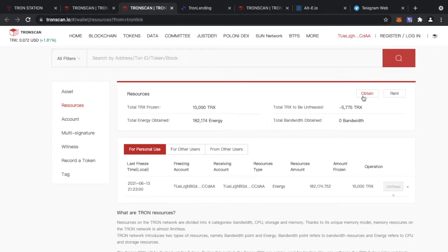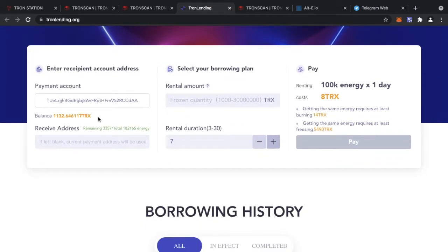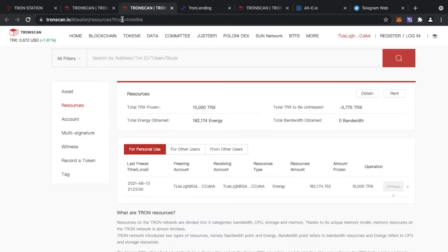Obtain is when you freeze it, and rent is when you go to a site like Token Goodies or Tron Lending, and you basically go ahead and rent energy. It is efficient. So, for example, if you done 900 Tron, basically what you get is 100k energy for a day for 8 Tron. You can keep doing this, but in the day, you never own this energy. So in my opinion, this is not a very efficient way of obtaining energy.